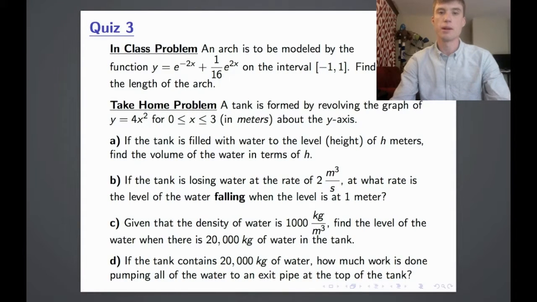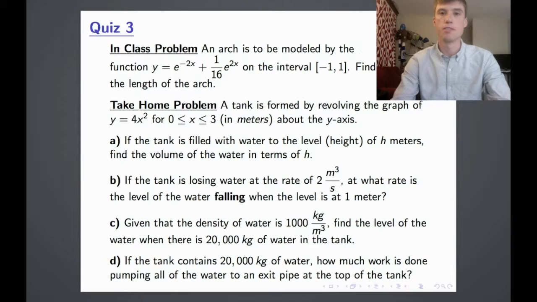The in-class problem asked you to find the length of the curve y equals e to the negative 2x plus 1 over 16 e to the 2x on the interval from negative 1 to 1. The take-home problem considered a tank formed by revolving the curve y equals 4x squared on the interval from 0 to 3 about the y-axis.